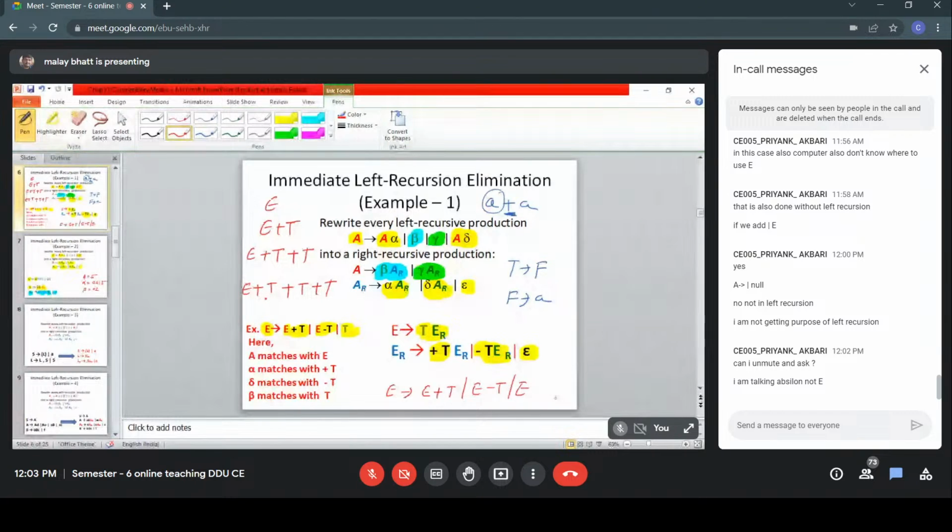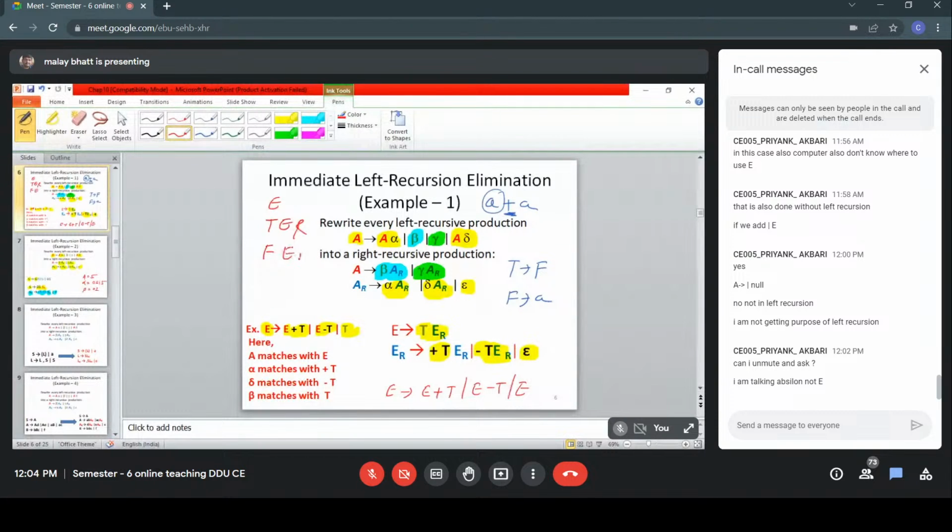Well, this will not happen with a grammar in which we have removed the left recursion. As you can see clearly, I am replacing E with TER. So there is no other option with me, so I have to do that. Now T is replaced with F.